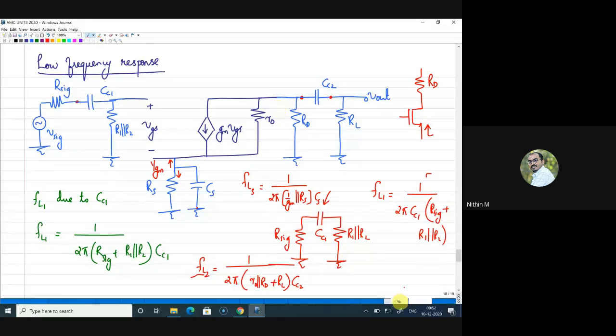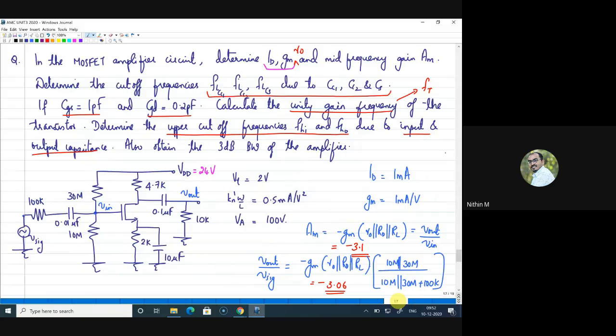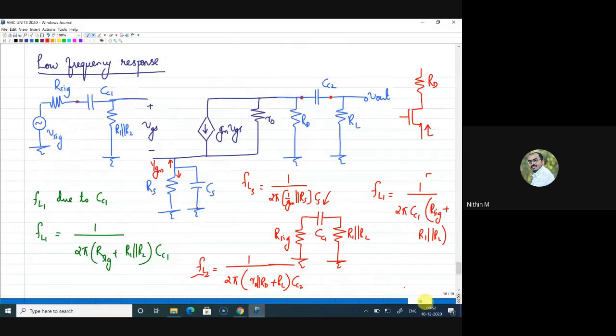Now we can just calculate that. Your GM is 1 milliamps, right? So your 1 by GM in this case is 1 kilo, and what is your R0? R0 is coming as 100 kilo. So it is 1 kilo parallel to 100 kilo, which is very close to 1 kilo. That is the reason why I just neglected. You can take it in the expression, you can write it as R0 also.